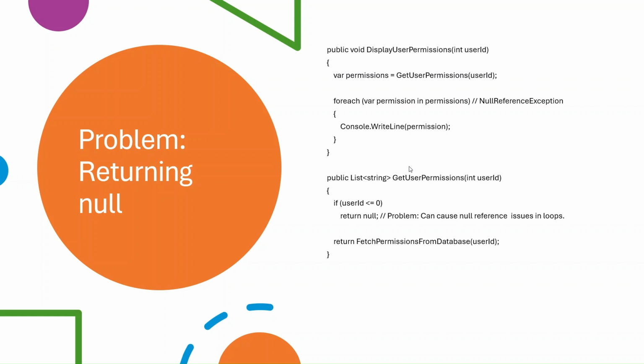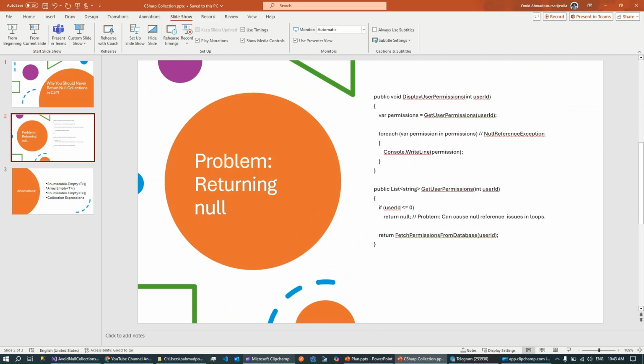Some might argue that returning null expresses intent, like indicating that the collection doesn't exist. But I believe this approach creates more problems than it solves. Let's take a look here.